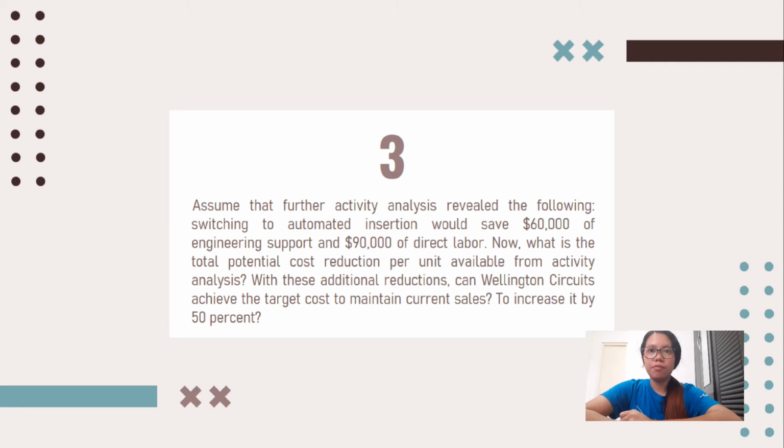Assume that further activity analysis revealed the following. Switching to automated insertion would save $60,000 of engineering support and $90,000 of direct labor. Now, what is the total potential cost reduction per unit available from activity analysis? With these additional reductions, can Wellington Circuits achieve the target cost to maintain current sales or to increase it by 50%?